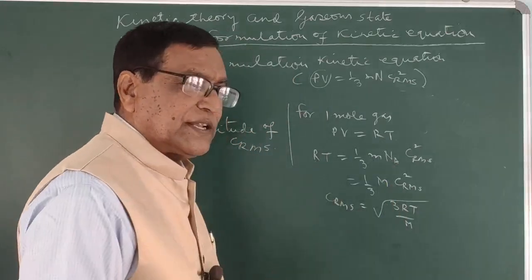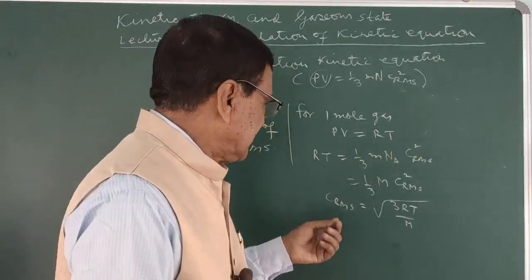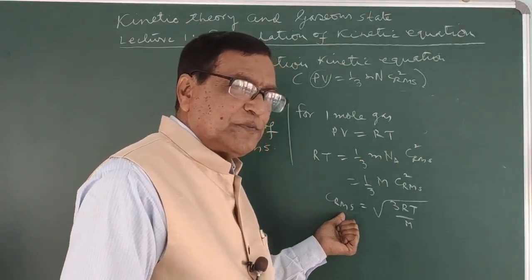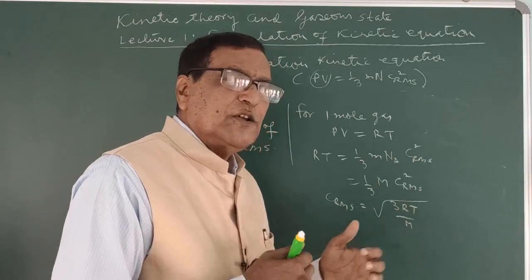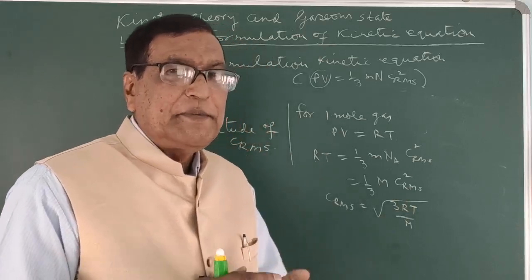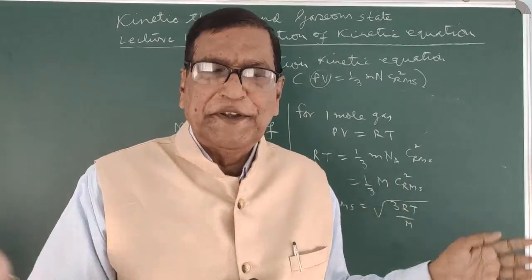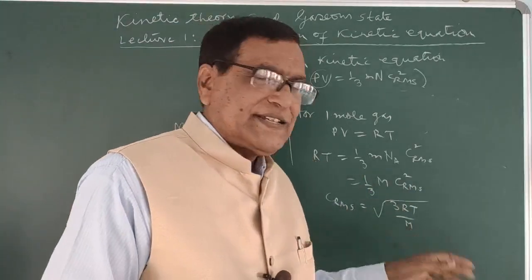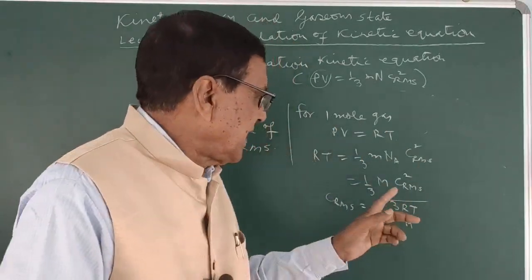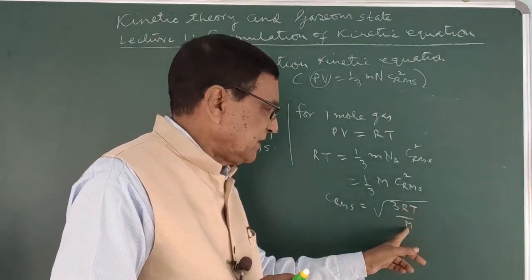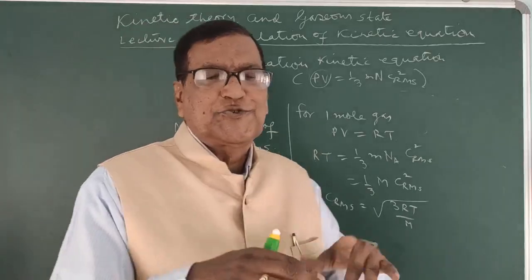So from this we can easily come to the conclusion that CRMS, the root mean square speed, is inversely proportional to the root over of molar mass. That means a heavier gas will have a lower speed, and a lighter gas will move with a faster speed. And with the rise in temperature for a particular gas, the RMS speed is also increased.